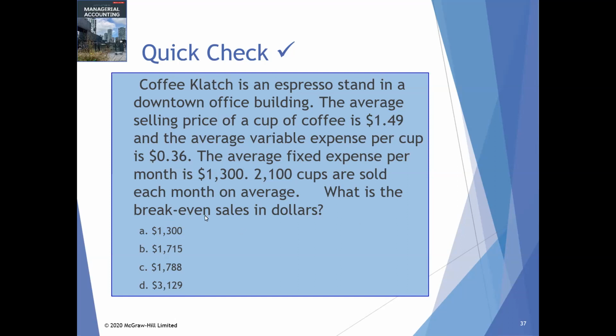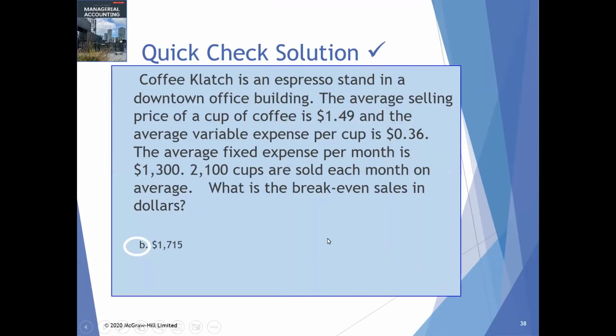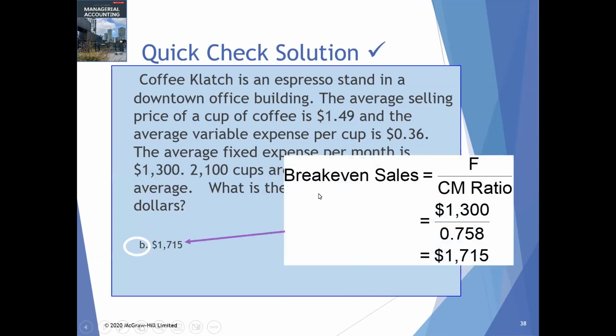Okay, so now the break-even sales in dollars. What is that? The right answer here is 1,715. How to calculate it? The fixed expenditure, 1,300, divided by the CM ratio, which is the contribution margin ratio. So 1,715 is the break-even sales in dollars.